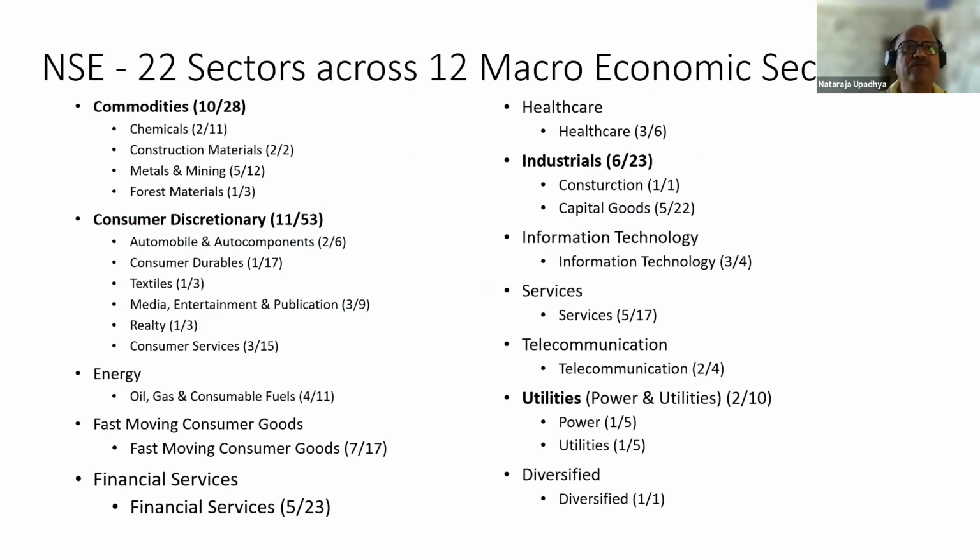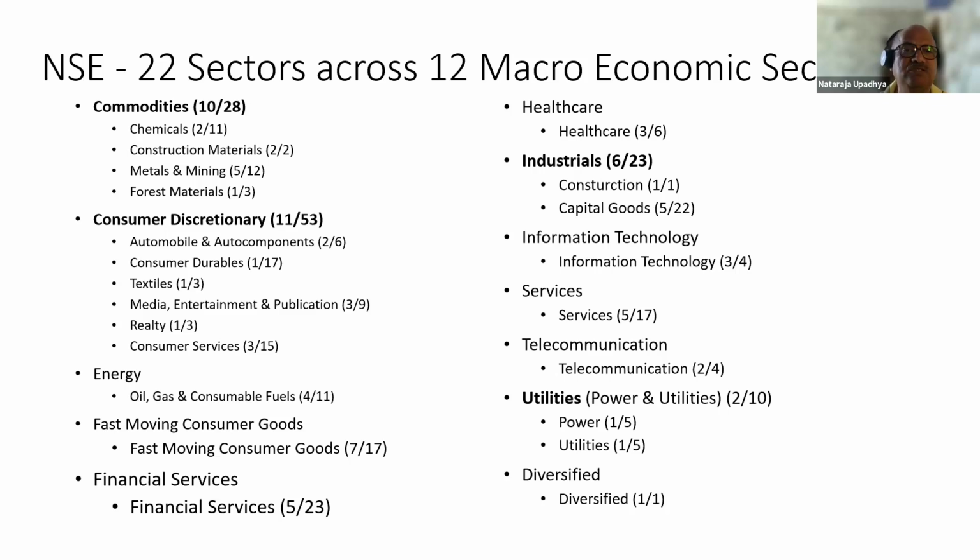For example, when they say commodity sector, it's a loaded term. Commodity sector includes chemicals, construction materials, metals and mining, and forest materials. When they talk about consumer discretionary, again it's a loaded term. Automobiles and auto components, consumer durables, textiles, media, entertainment and publication, realty, consumer services. Whereas many others are straightforward.